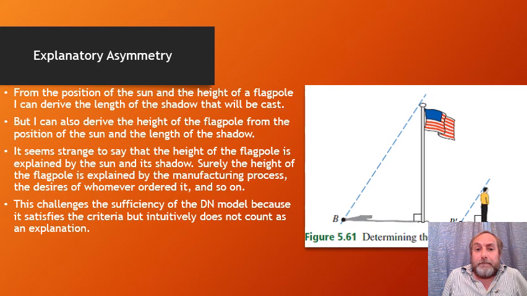But that relationship is actually symmetrical, right? I could also derive the height of the flagpole from the position of the sun and the length of the shadow on the ground. But you wouldn't want to say that I have explained why the flagpole is the height it is because I've cited the length of the shadow. It's not the shadow that causes the flagpole; it's the flagpole that causes the shadow, right?